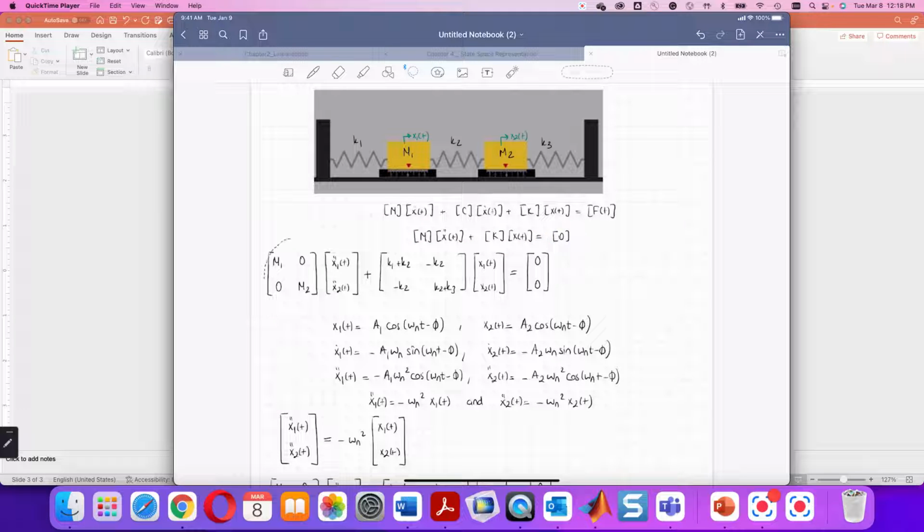The mass matrix will be diagonal, and for the stiffness matrix, you look at M1, and M1 is connected to two springs, so the sum will be K1 plus K2, and the second mass is connected to two springs, K2 and K3, so you just put the sum in here. In between you have just one spring, it's -K2. Again, the system is free, so the right side of the equation must be equal to 0.